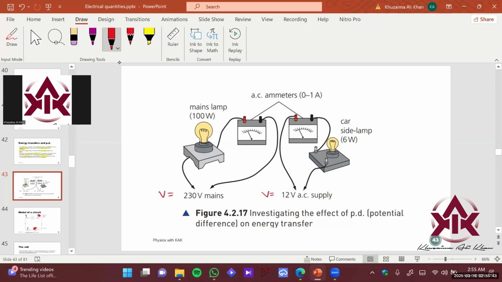Over here, we're using a lamp of 100 watts. It's a high power rating lamp; you can imagine a street light lamp, which is used in streets. Then we have placed an ammeter in series. So we have a supply, and the circuit is as follows.